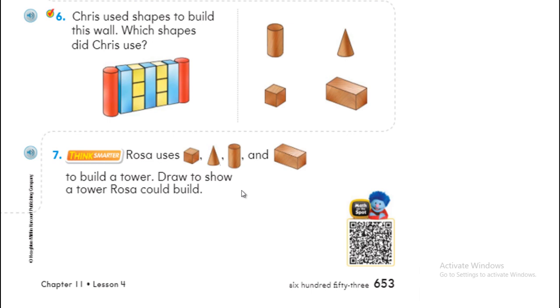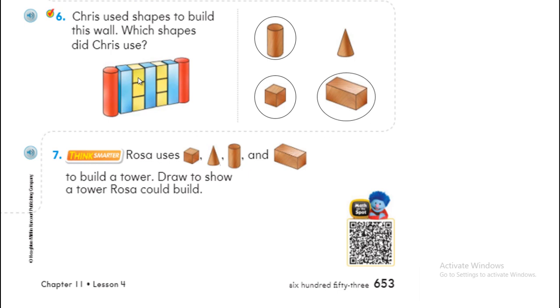Question 6. Chris used shapes to build this wall. Which shapes did Chris use? Well, observe the picture. The red shape is a cylinder. The blue shape is a rectangular prism. You have to memorize it. And the green shapes are cubes. So circle cylinder, circle cube, and circle rectangular prism.